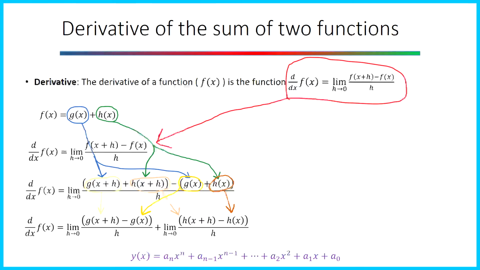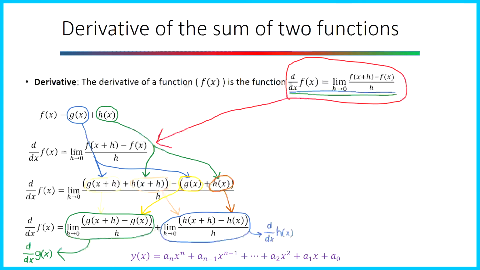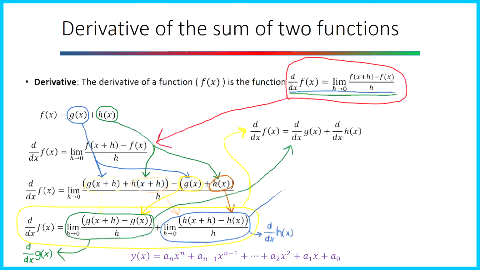Okay, why did I go through the bother of rearranging this? Well, if you look carefully at this equation and also look back at our limit definition of the derivative, you'll see that the left-hand side of this equation is equal to the derivative of g of x, and the right-hand side of the equation is equal to the derivative of h of x. We can therefore write that the derivative of f of x is equal to the derivative of g of x plus the derivative of h of x. This is a very useful general equation. This equation allows us to figure out the derivative of the sum of any functions as long as we can figure out the derivative of each part of the function.